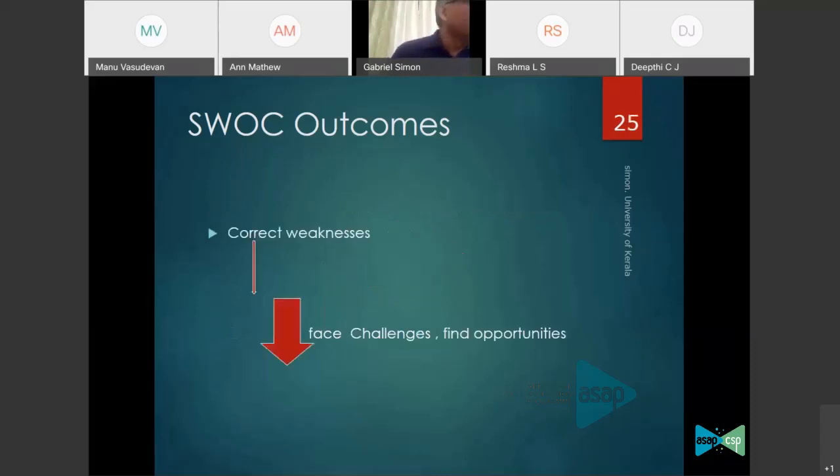Again, in the SWOT outcomes, you are correcting your weaknesses. Correcting your weaknesses by understanding what are the factors which are making you idle? What are the obstacles which are hindering the free growth or free use of your potential? And you go on making small, small corrections in the same. Again, you're reducing it. Minus 12 becomes minus 11, minus 10, minus 9. You are now competent enough to face challenges. You are competent enough to find opportunities outside, and that is going to strengthen you.